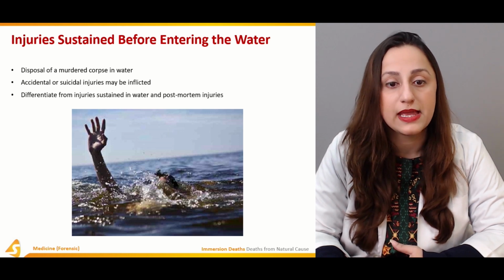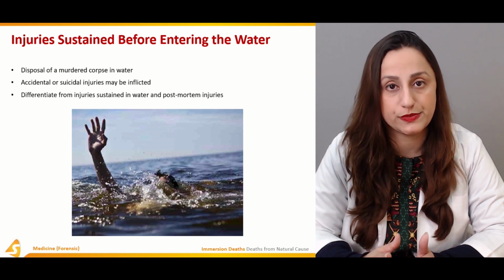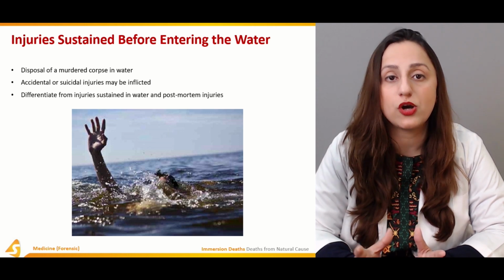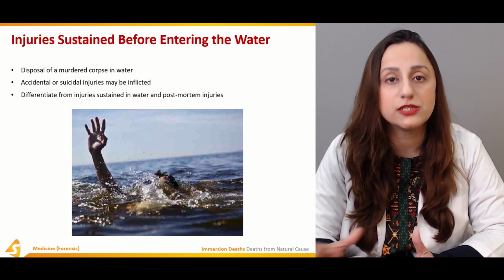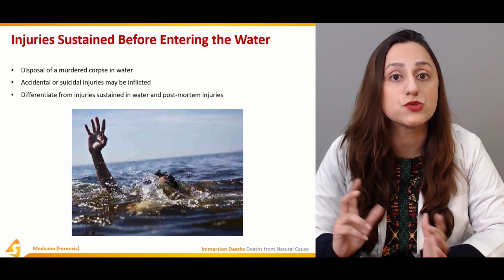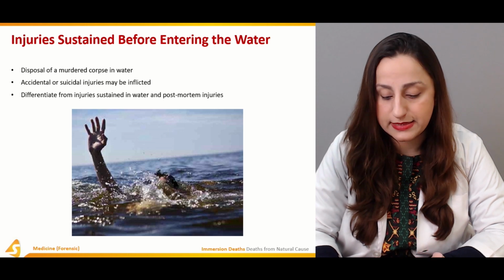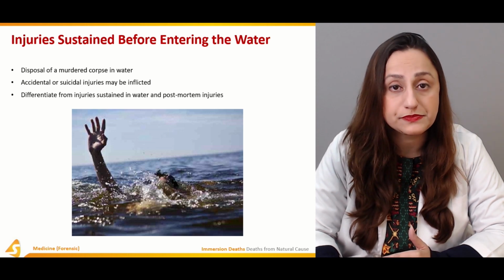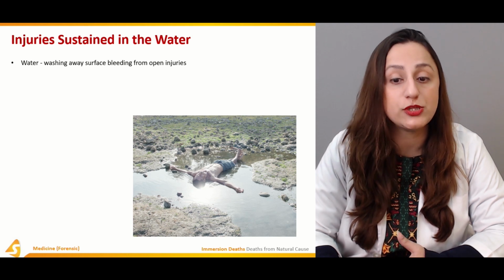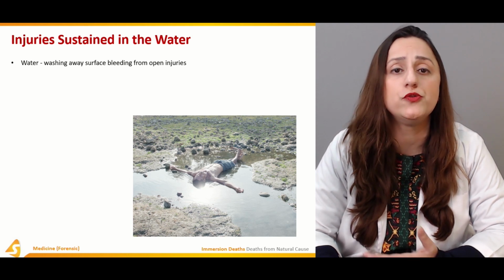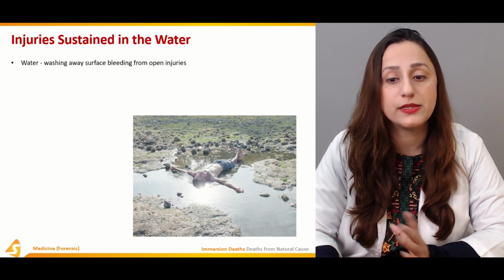Now we have to differentiate the injuries sustained in water from the post-mortem injuries, and they're very important because the injuries sustained in water are of a different kind. They can be any blunt injuries and any injuries due to the predators which are already present in the water environment. So we have to basically focus on all of these things. Now, the water washing away the bleeding from the open injuries or the open wounds can be the trauma that is sustained by the body while the person was drowning.